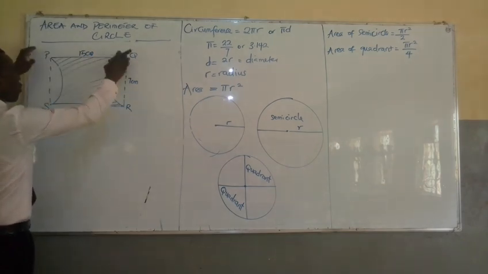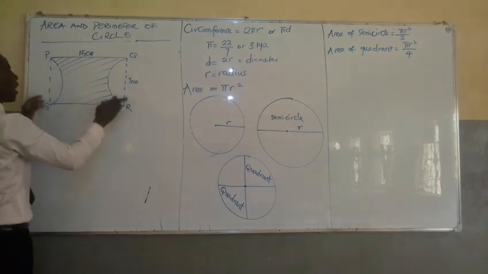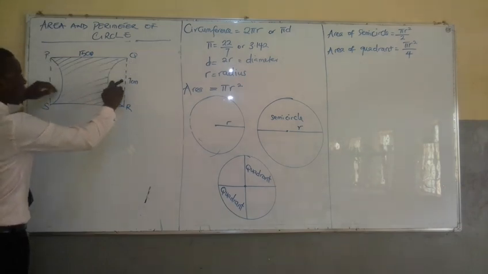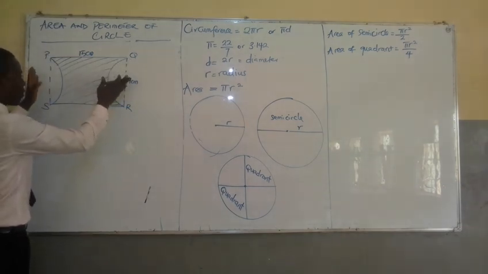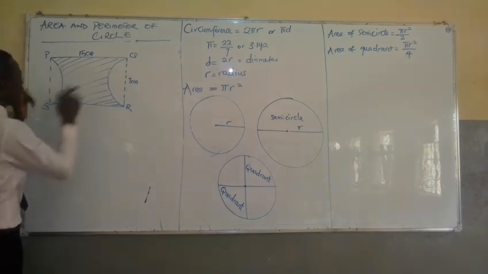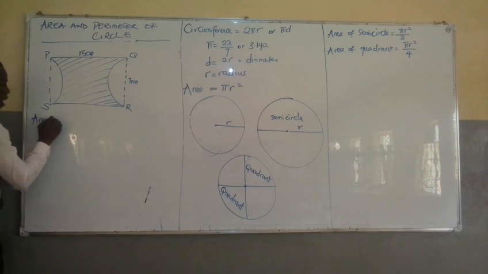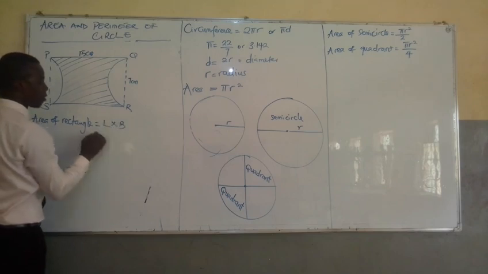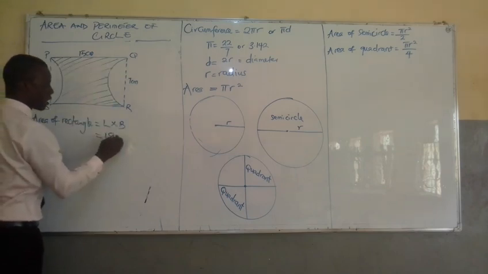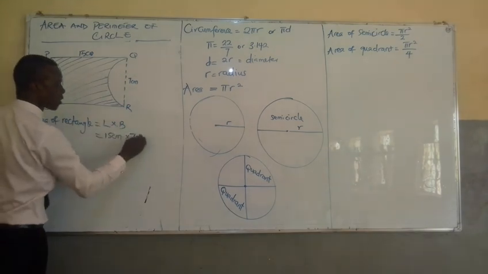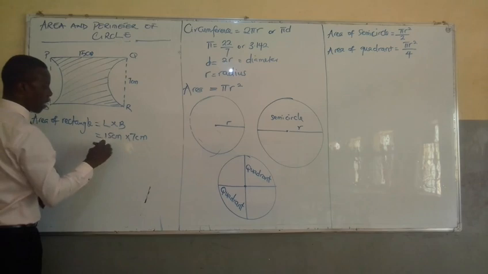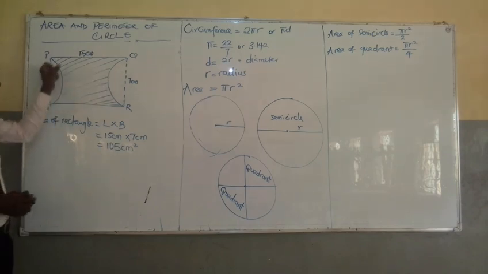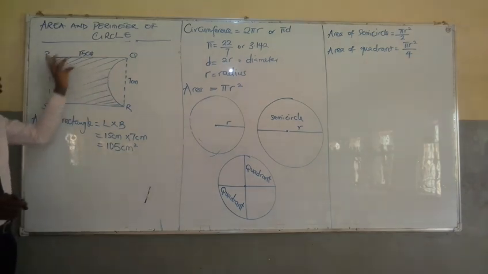So all I'm going to do is find the area of the rectangle itself, and then remove this part out. That's to say I will have to find the area of these semicircles and remove it. Remember, we have two semicircles, one here and the other. So the area of the rectangle is length times breadth. The length is 15 centimeters times the breadth, which is 7 centimeters. That gives me 105 centimeters squared.